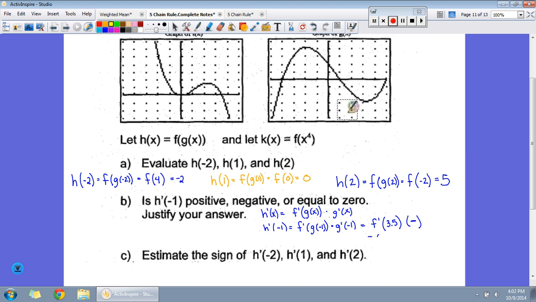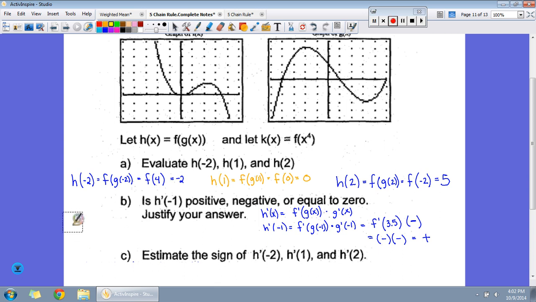We don't really need to know what the number is, since we're just trying to figure out if it's positive, negative, or equal to 0. The slope of f at 3.5, that's definitely a decreasing function, so the slope is negative, and a negative times a negative is a positive. So h prime of -1 is positive.